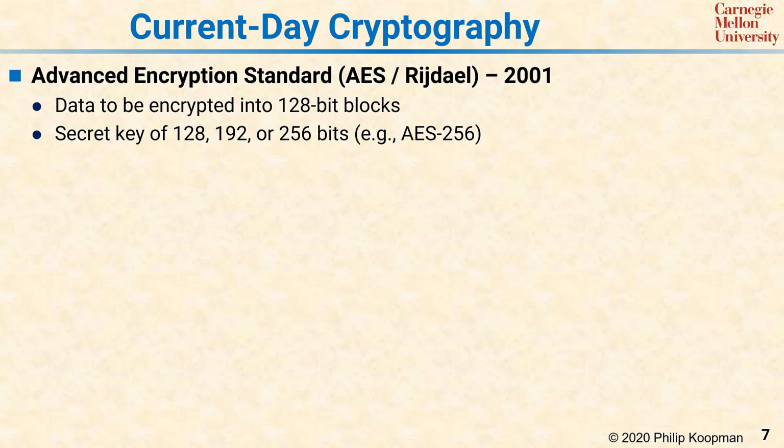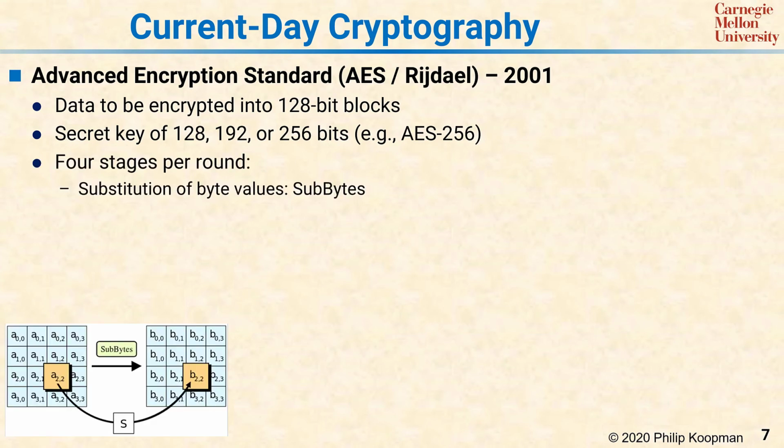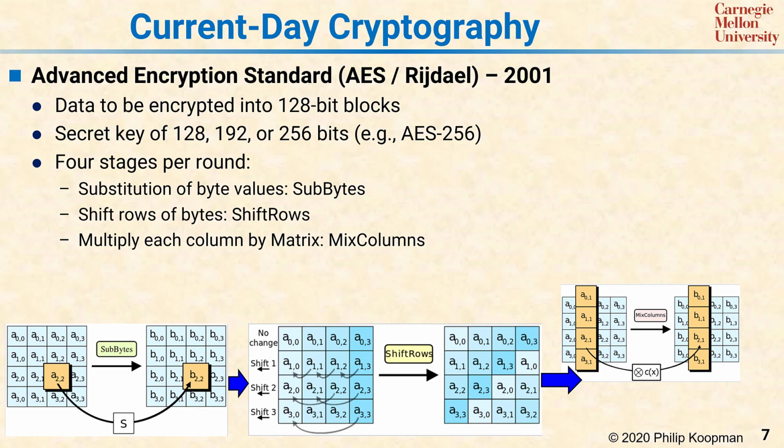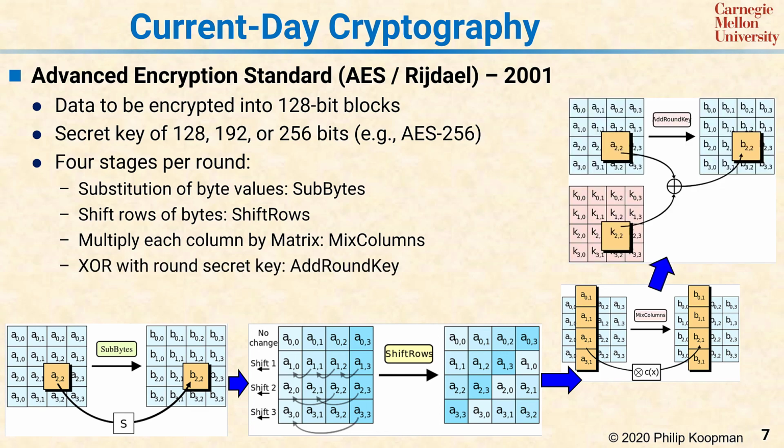The precise details aren't super important for our purposes, but let's take a quick tour of how AES works. It first substitutes some byte values. It then shifts the rows of bytes. It then multiplies each column by a matrix using mixed columns. These are all steps that provide confusion and diffusion. Finally, it XORs the result with a secret key, and that's the piece you need to be able to reverse the process. As far as we know, AES is still okay as long as you use a big enough key size.